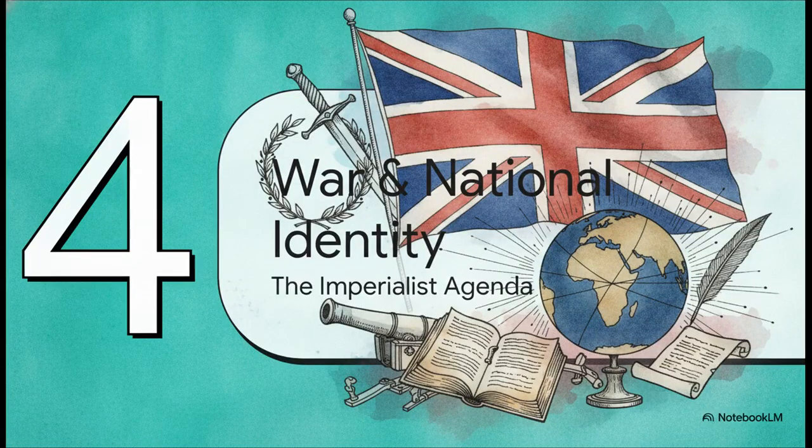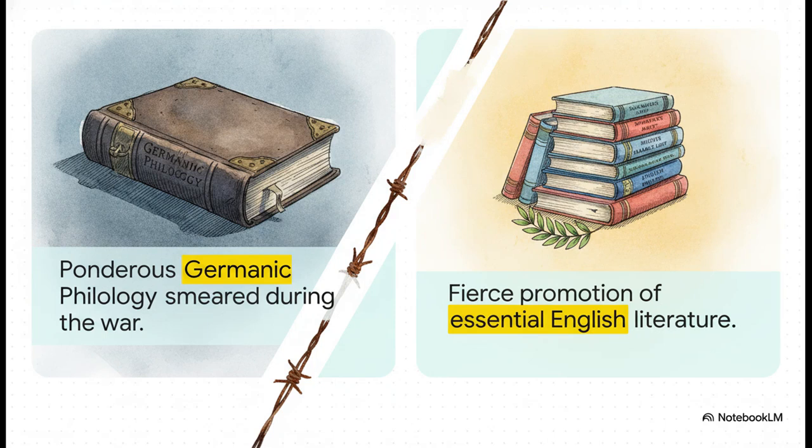Part 4. War and National Identity. The Imperialist Agenda. By the time we reach World War I, English literature rides to power on the back of wartime chauvinism. See, before the war, the rigid historical study of language, known as philology, was highly respected. But because of the conflict, philology was suddenly smeared as ponderous Germanic nonsense. In its place, an essential English literature was fiercely promoted. Reading the great English poets became this ultimate act of national pride.